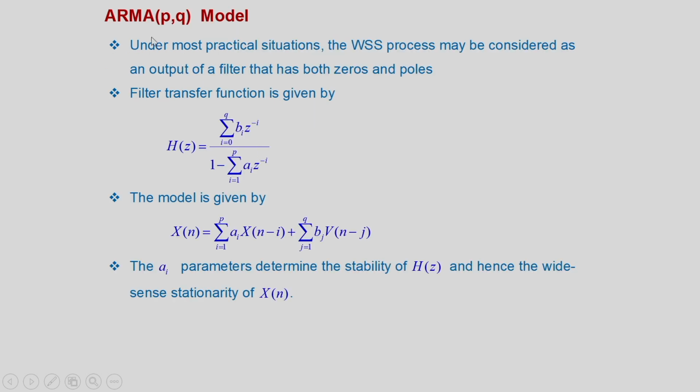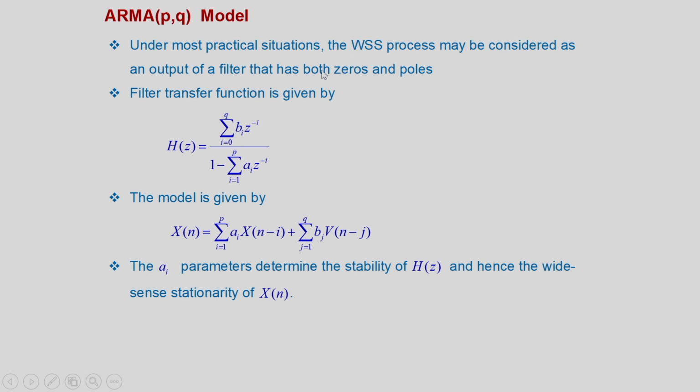Let us consider the ARMA(p,q) model. Under the most practical situations, the WSS process may be considered as the output of a filter that has both zeros and poles. So, the MA model and the AR model are particular cases. In the MA model we have only zeros, in the AR model we have only poles, but most generally we will have both poles and zeros.